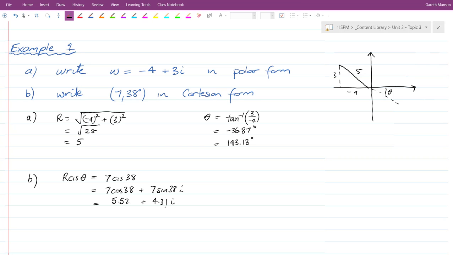Okay. So that's as easy as going from there to there for polar into Cartesian form. Hopefully we're happy with that.